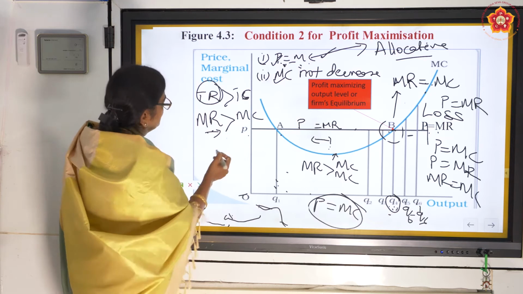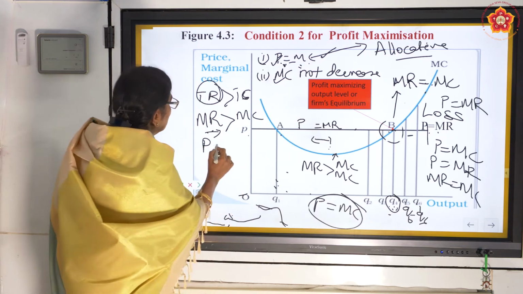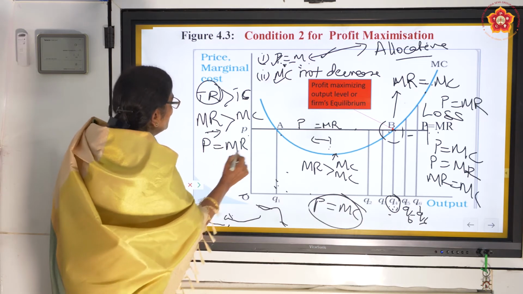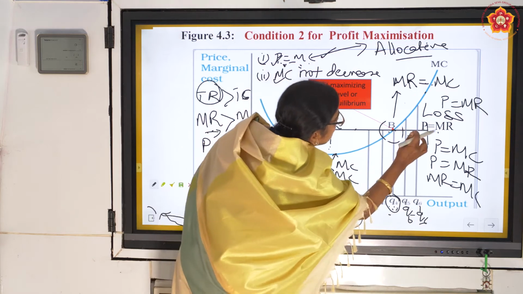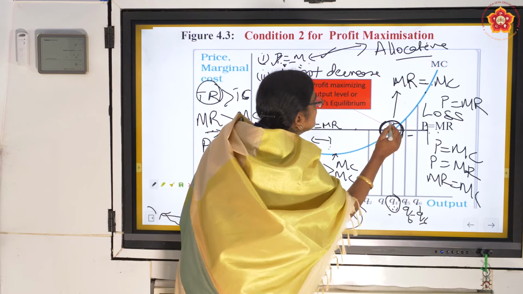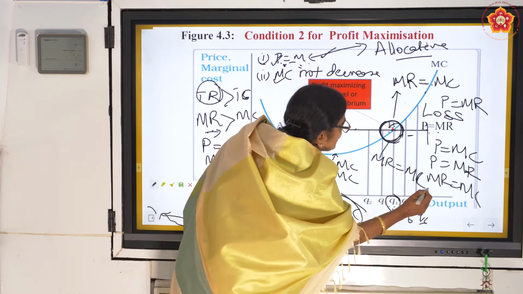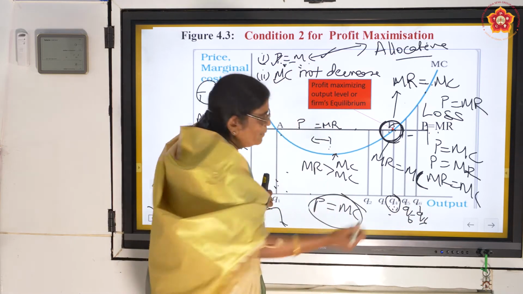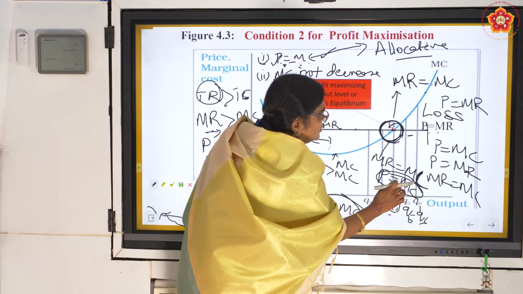Then you have to prove that for a perfectly competitive market, P is equal to MR. Therefore, MR is where it stops. MR is the price line, MC intersects it at this point, the intersection point. At this point, the condition MR is equal to MC holds. But we know for the perfectly competitive market, MR is P, therefore P is equal to MC. You have proved this condition, P is equal to MC.